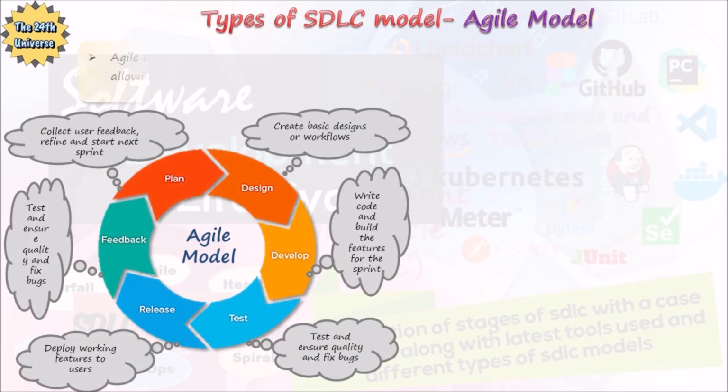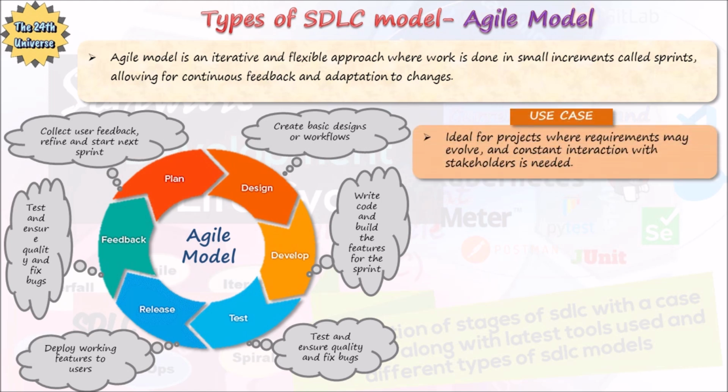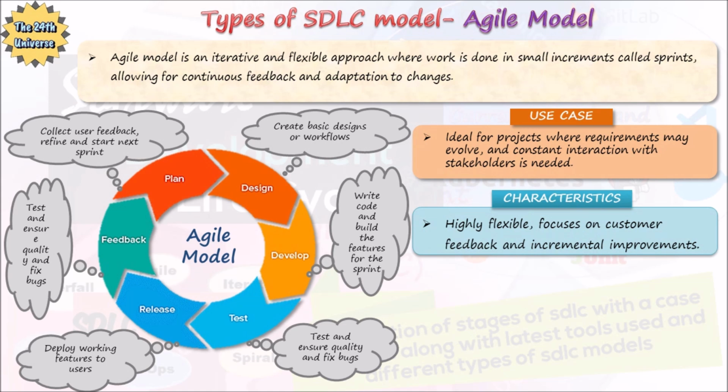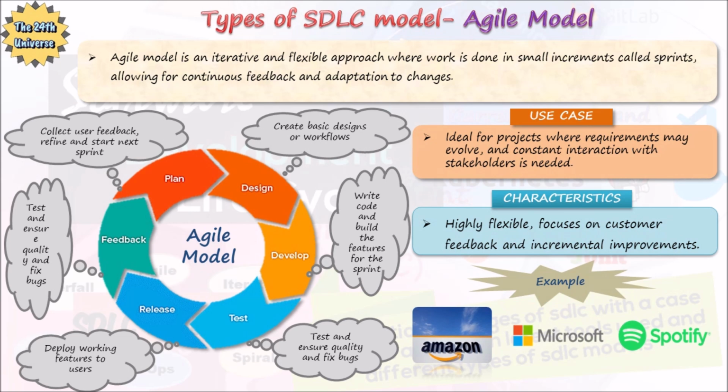Agile model. Agile model is an iterative and flexible approach where work is done in small increments called sprints, allowing for continuous feedback and adaptation to changes. Agile model is ideal for projects where requirements may evolve and constant interaction with stakeholders is needed. The characteristics of agile model are: it is highly flexible, focuses on customer feedback and incremental improvements. The example companies that use agile model are Amazon, Microsoft, Spotify.